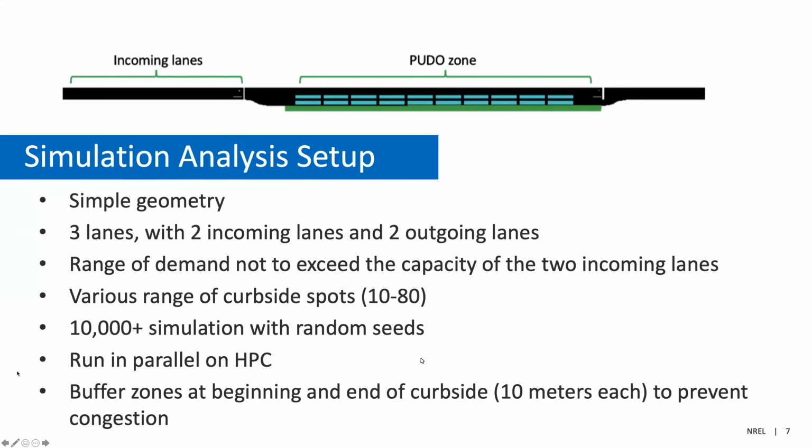And with that rule, we set up some simulations. We have this very simple geometry: the incoming lane, the pickup drop-off zone, and the outgoing edge.